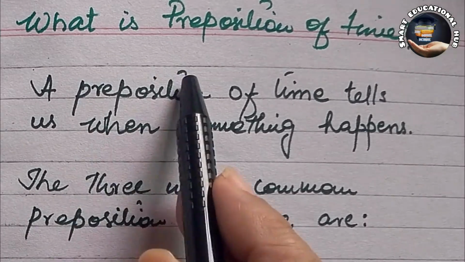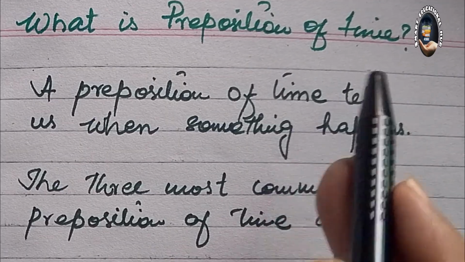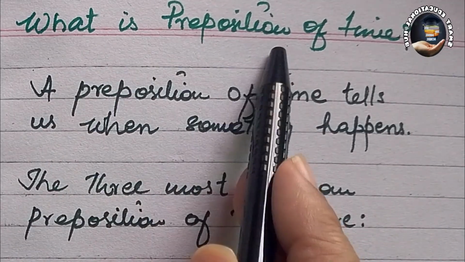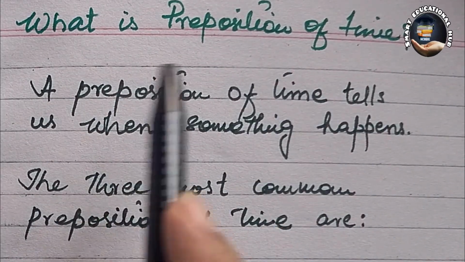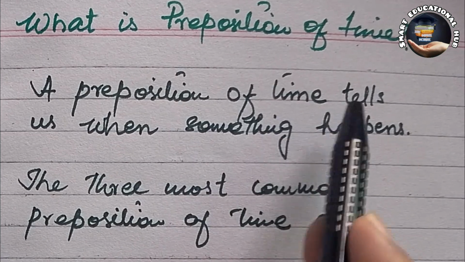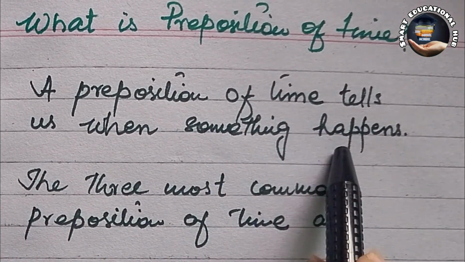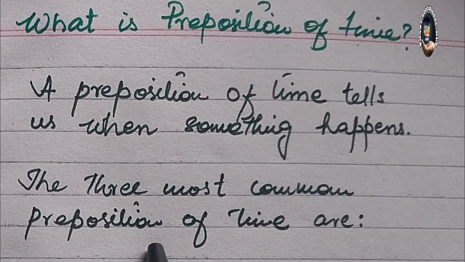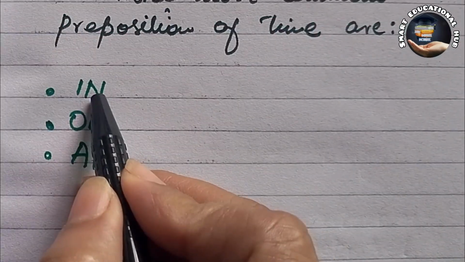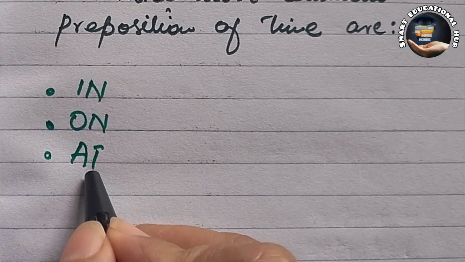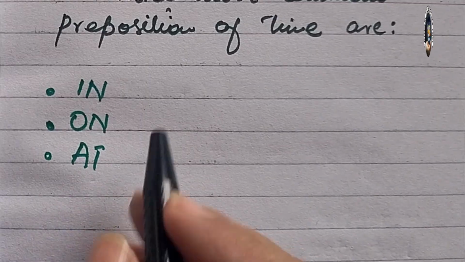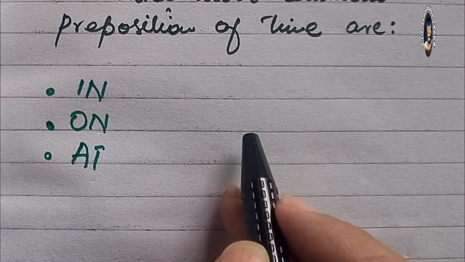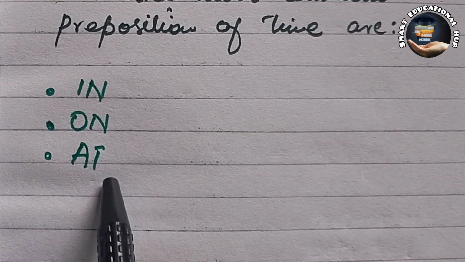Now, what is a preposition of time? Do you know what a preposition of time is? No? Then listen. A preposition of time tells us when something happens. The three most common prepositions of time are in, on and at. Each one is used for different kinds of time. Let's learn them one by one.